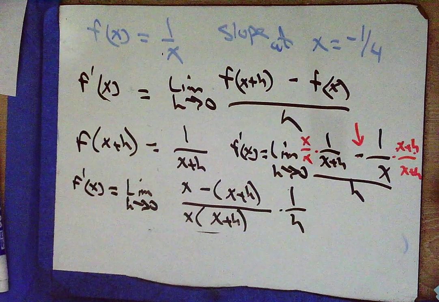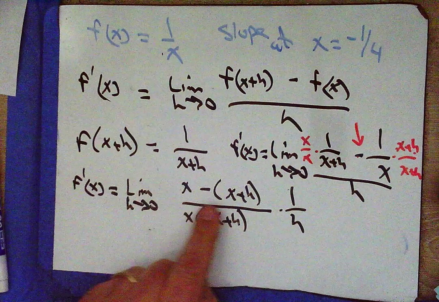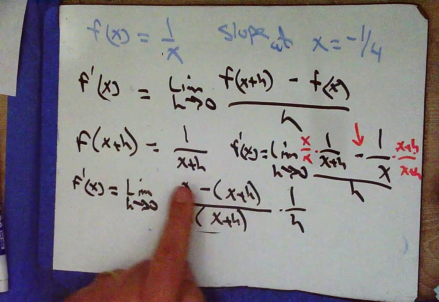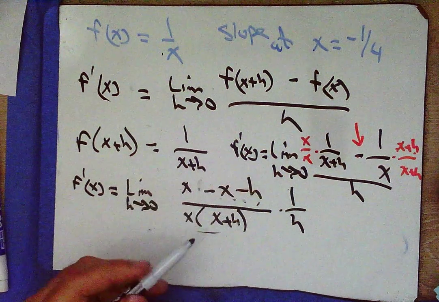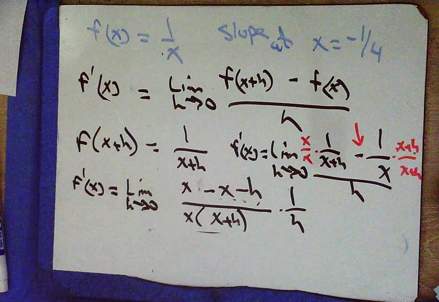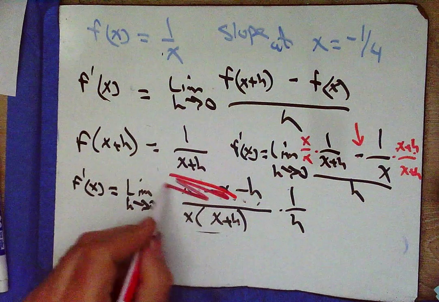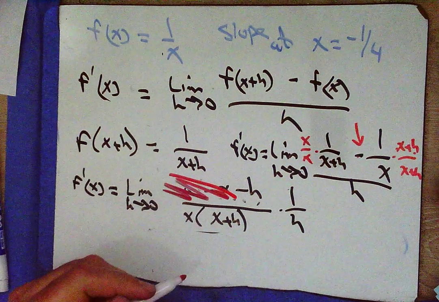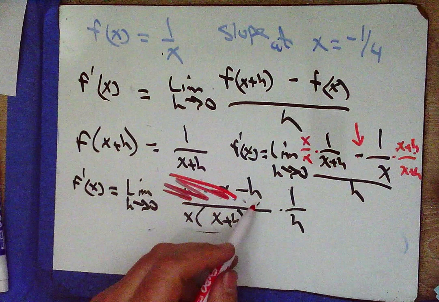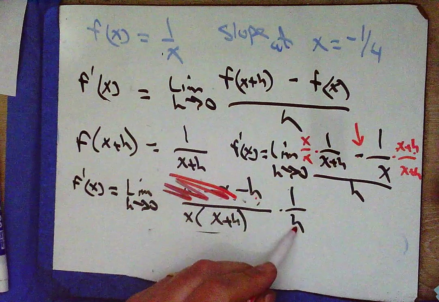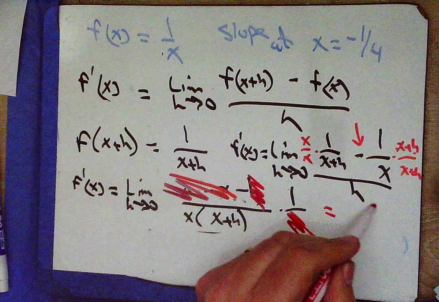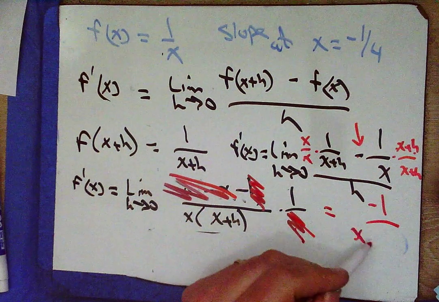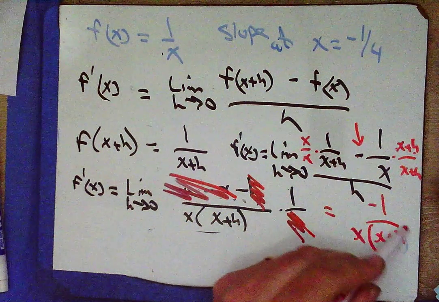All right, now what else can I do? Well, if I distribute on top, this line is going to become minus x minus h. And that's kind of cool because I see that the positive x and the negative x cancel. Okay? Now, I also see, look, this h and this h, these cancel. So I'm left with negative 1 on the top and x times x plus h on the bottom.